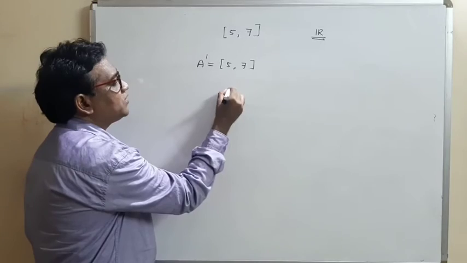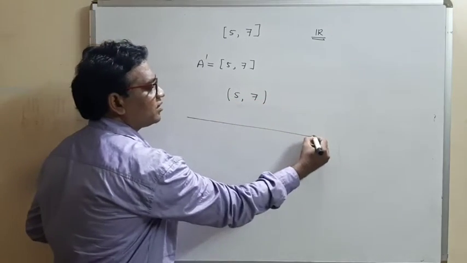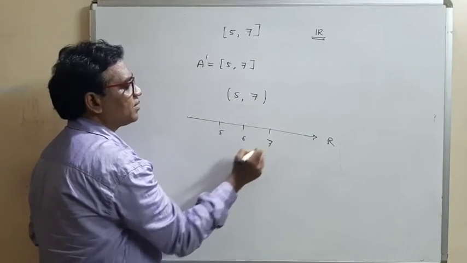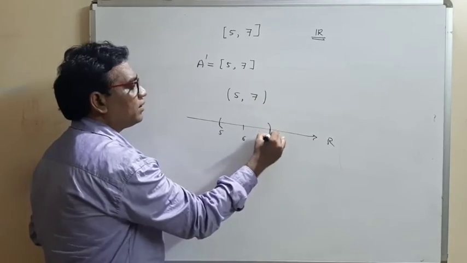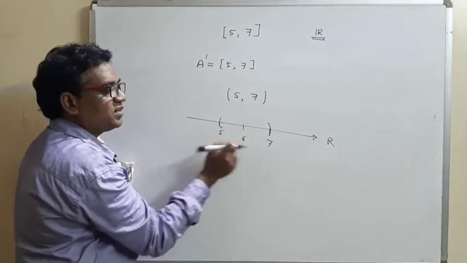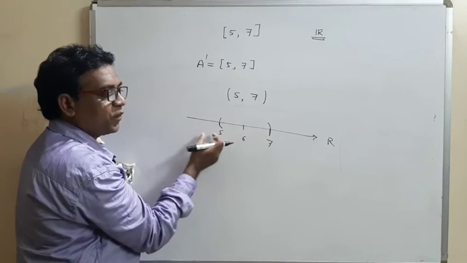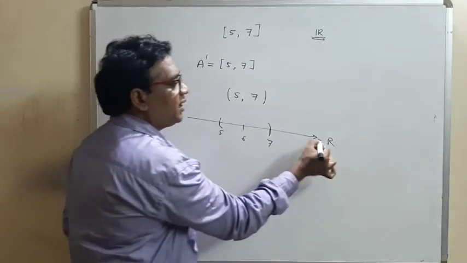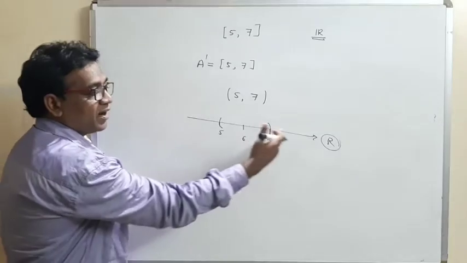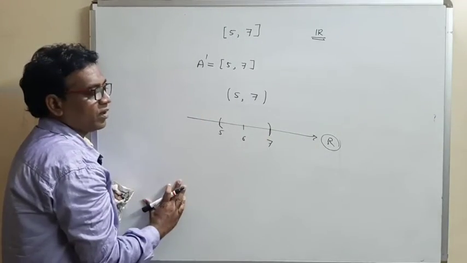Now the next question is to find the limit points for the open interval. This is the same question. This is a real line. Suppose this is 5, this is 6 and this is 7, and this is our open interval 5 to 7. Open interval 5 to 7 means we exclude the end points 5 and 7. But for limit points, we can take these points also. We can take any element of R. We can take 1, 0, -1, 8, 9, 10. We can take any element of the real line.